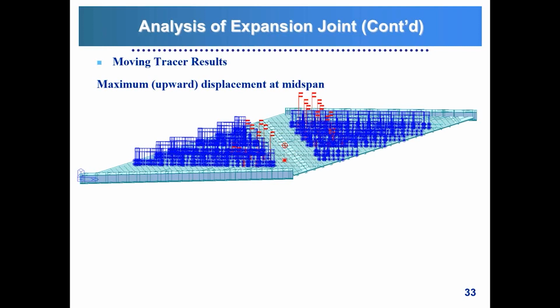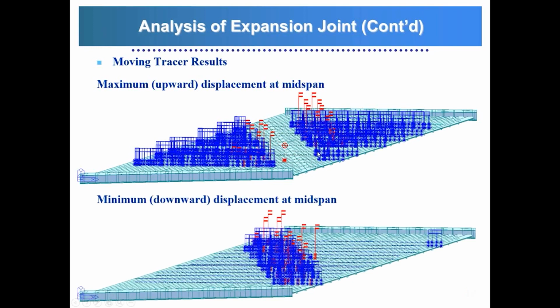So we considered two cases. First case would be when a node at the midspan along that beam was having the maximum upward displacement, and this is the loading condition that we got. And then the second case would be when that same node had the maximum downward displacement.